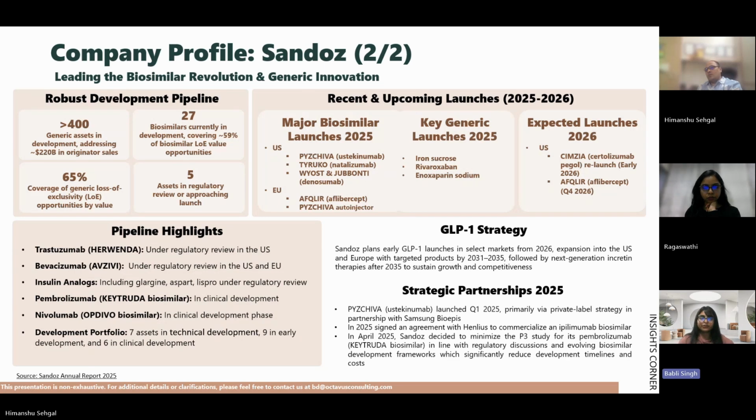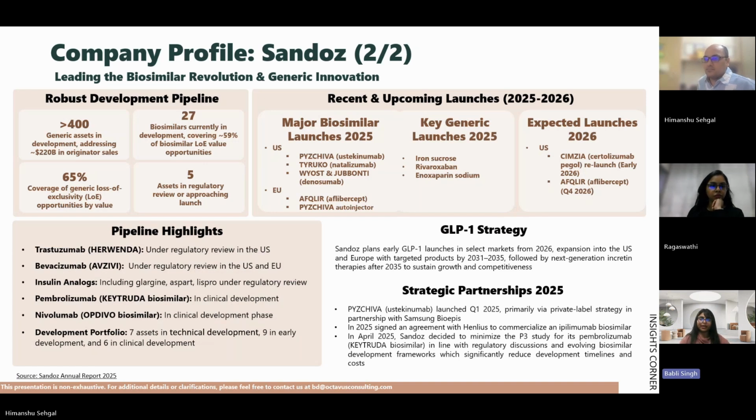If we talk about the GLP-1 strategy of Sandoz, Sandoz plans early GLP-1 launches in select markets from 2026, with expansion into the US and Europe with targeted products by 2031 to 2035, followed by next generation incretin therapies after 2035, to sustain growth and competitiveness.